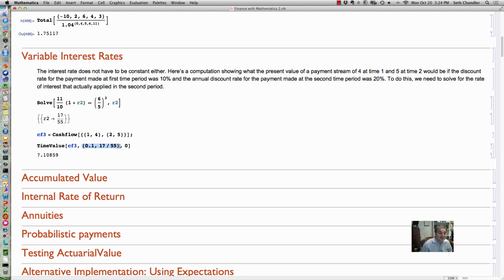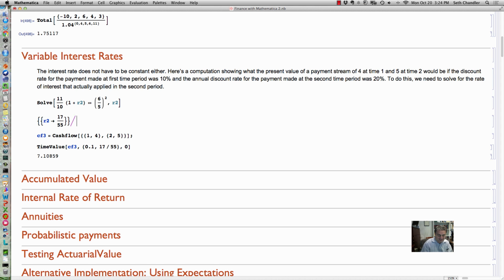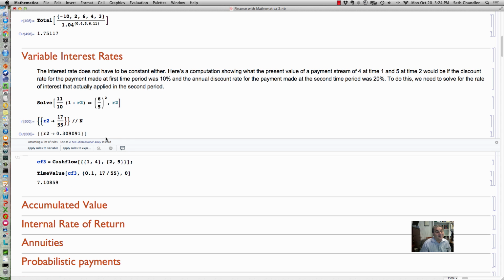If we now discount that by saying that for the first period the interest rate is 10%, and for the second period, and I'm trying to remember why on earth I did it this way, what is the numeric value of 17/55? It is 30.9%. So you broke usury laws. Okay. Yes, but maybe I want a title lender or something.